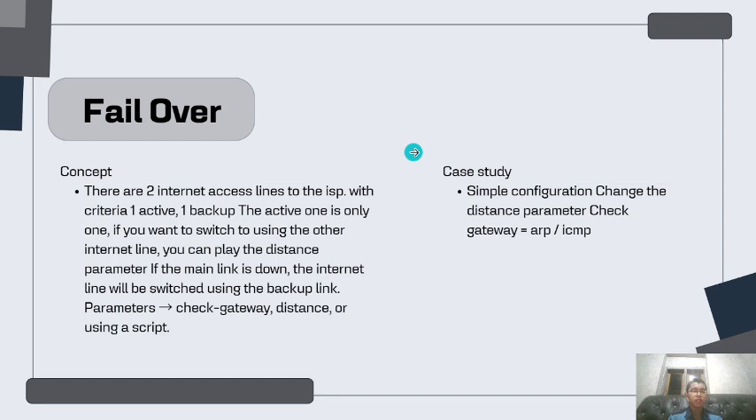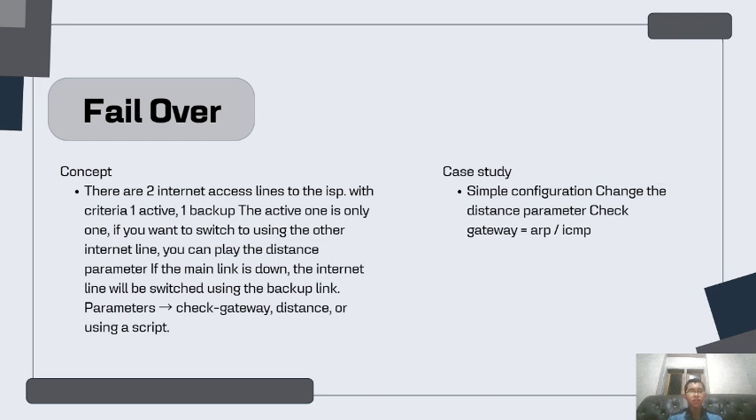And next is the failover. The concept is there are two internet access lines to the ISP with the criteria of one active and one backup. The active one is only one, and if you want to switch to using the other internet line, you can play with the distance parameter. If the main link is down, the internet line will be switched to the backup link.